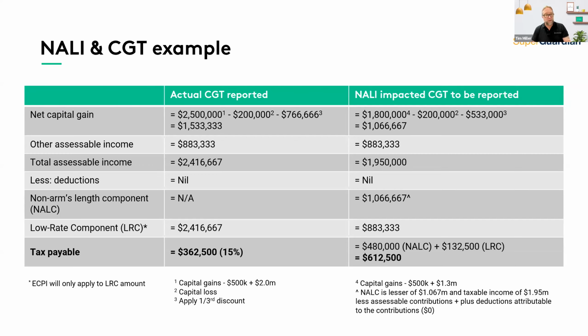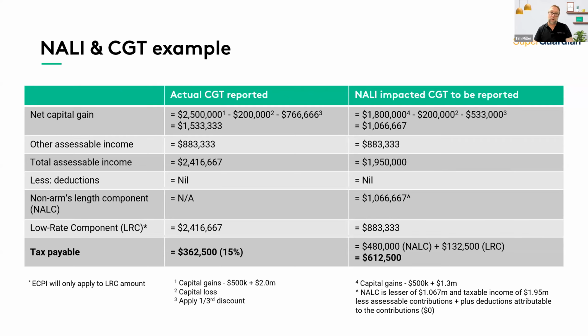Okay, so that 1.8 is measured as the 1.3 million that's made by the super fund on the tainted asset plus $500,000. Right, so this is where my concern about this is. We plus the 500, we take off the 200, we then subtract our discount, which gives us a net capital gain of just over $1 million there. Other assessable income 883. Total assessable income 1.95.